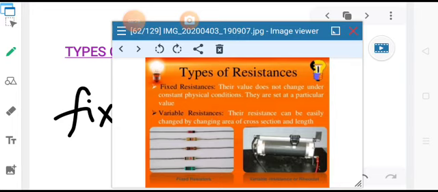Now, suppose we want to change the value of resistance in any circuit, then this is not possible by connecting fixed resistors. For that, we require a variable resistance, or what is commonly known as a rheostat. The picture of the rheostat is also coming on your screen. Now the resistance can be easily changed by changing the area of cross section and length. Now you might be wondering how it is possible to change the resistance of any resistor, that is a rheostat. Let me show you a video.